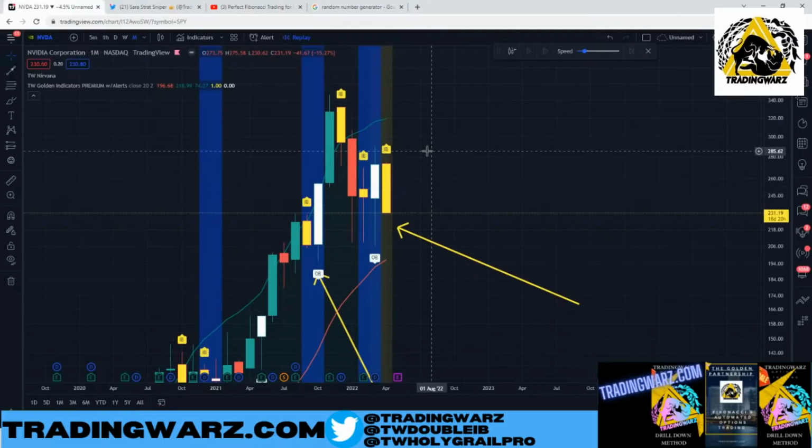So until we get back up to my trigger, I'm not going to be interested in playing NVIDIA, because we could just literally chop here. You can see that we're forming an inside month right now. It could close as an inside month. In that case, if it does, I will reassess and look at it again.